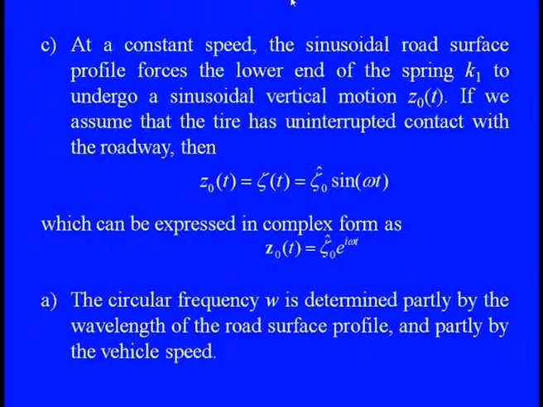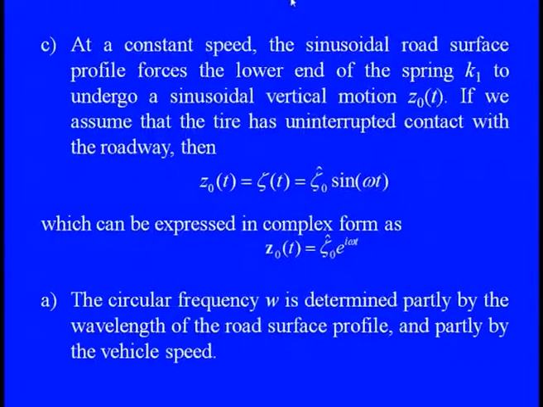At the lower end, you see they are coming to our tire part, for which the spring K1 is going under the sinusoidal vertical motion, say Z0. So we need to assume that Z0, which is given in the question, is nothing but epsilon 0 sin omega t, because all these features of the road are coming to the vehicle. And we can even explain this in complex form. Generally we use Z0 as epsilon 0 e to the power i omega t.